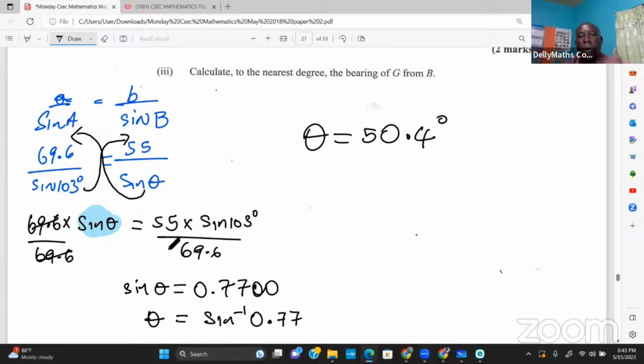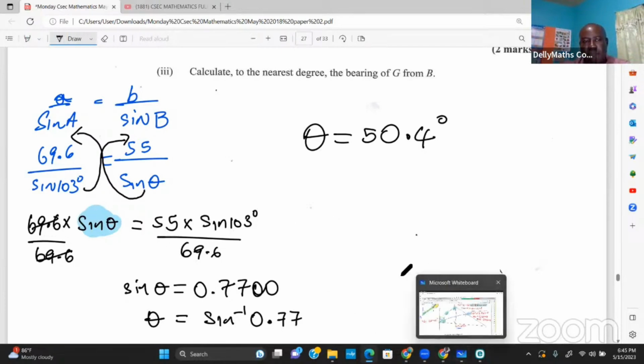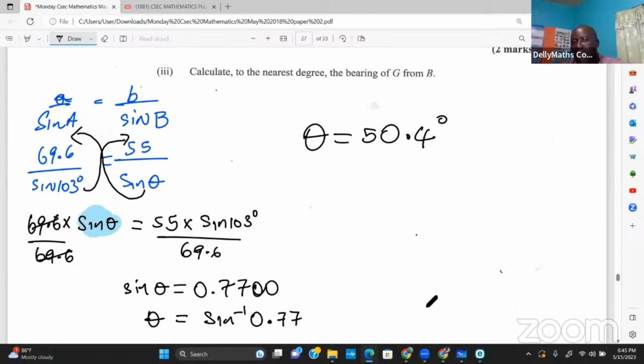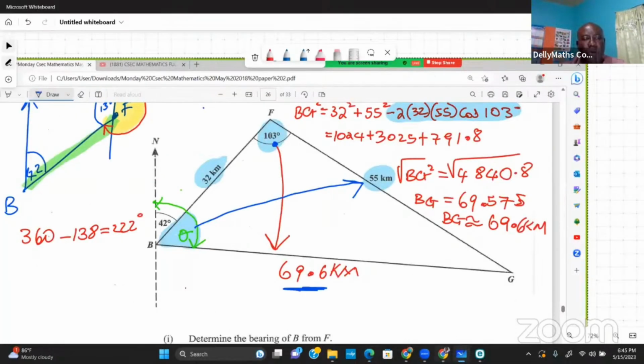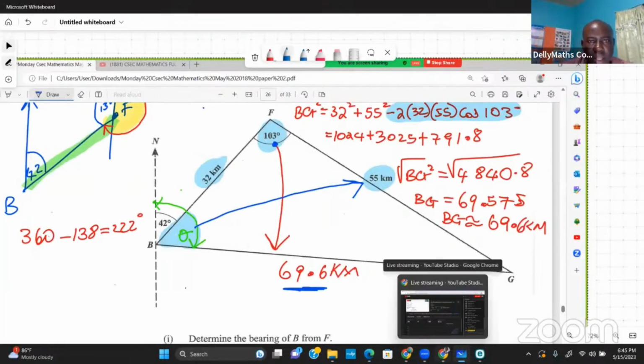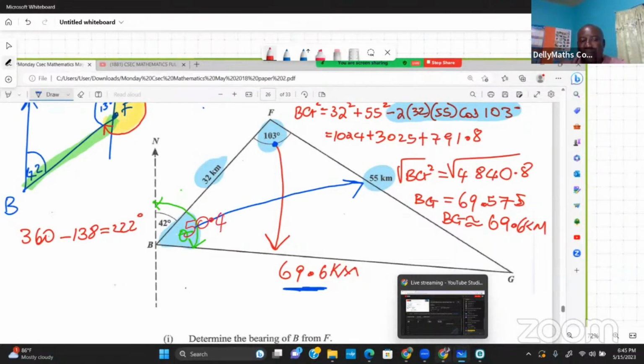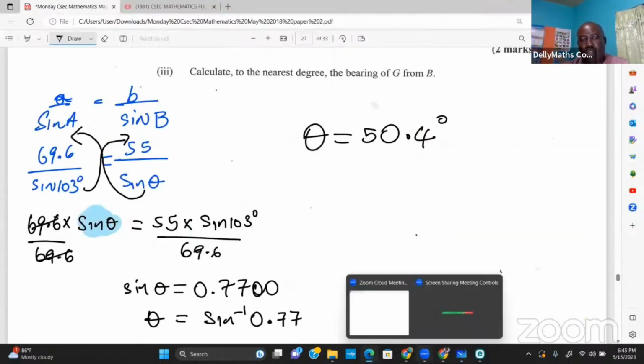Now, how are we going to be using that? We find the angle that we're looking for. Where are we going to put it? We're going to put it right here, 50.4. So we're going to be adding the 42 with the 50.4 to get everything coming to that line. Let's go back. So then the bearing is going to be our 42 degrees plus the 50.4.